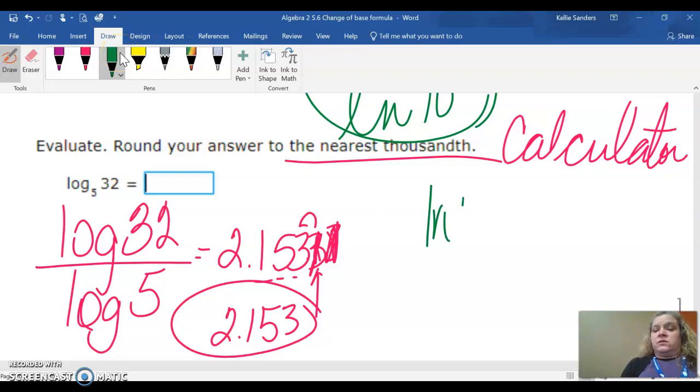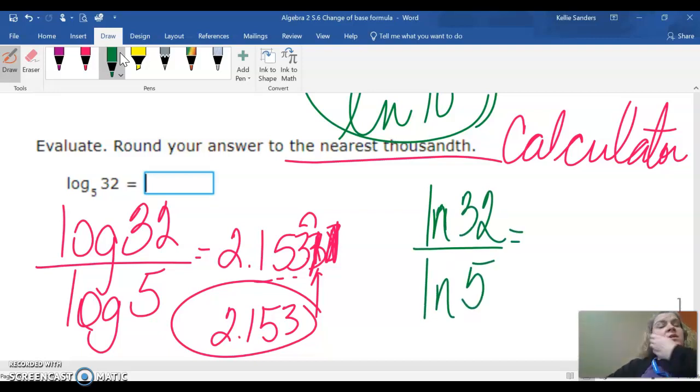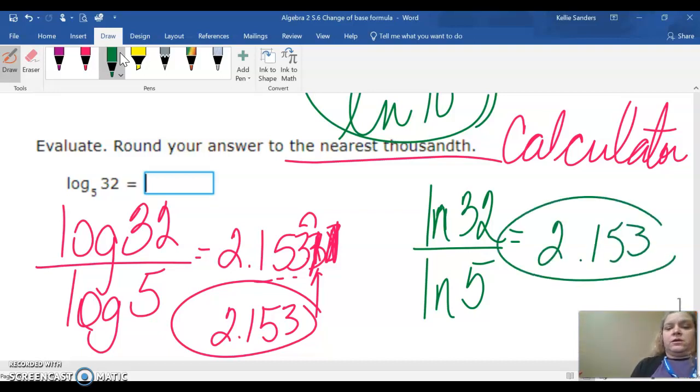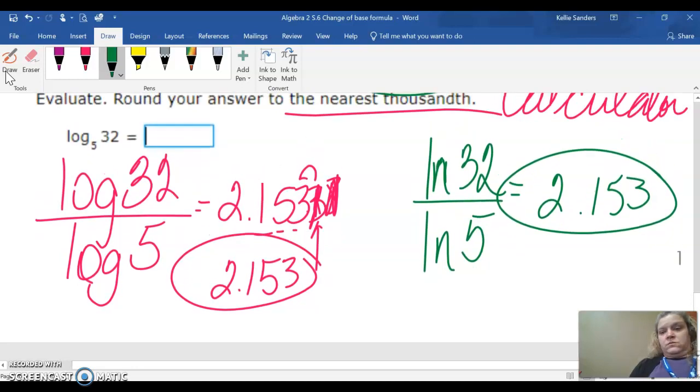Now you did not have to use log. You could have also used natural log 32 over natural log 5. Those are two totally different answers, but once you divide, you're going to get the same answer. Natural log 32 over natural log 5, and it gets you the same answer. Okay, 2.153. That's it.